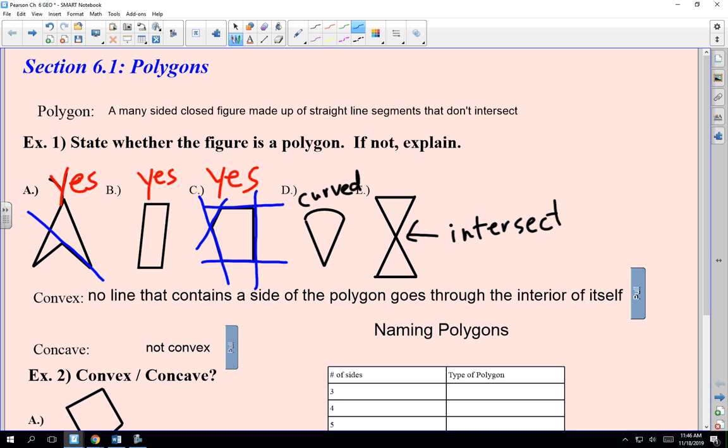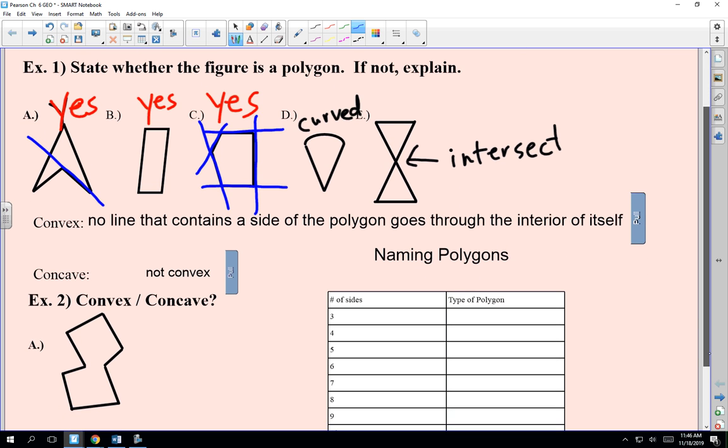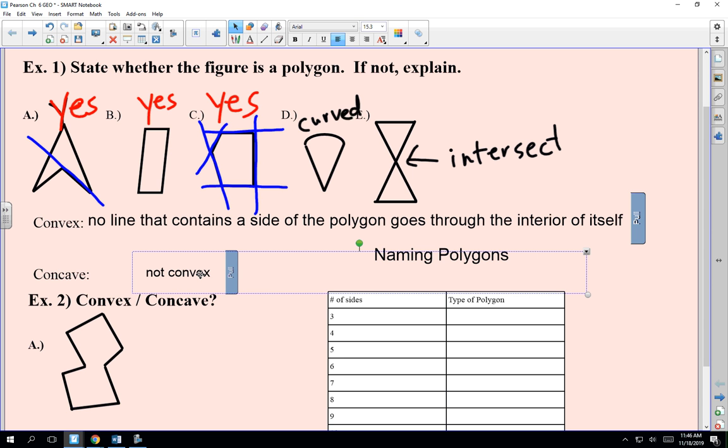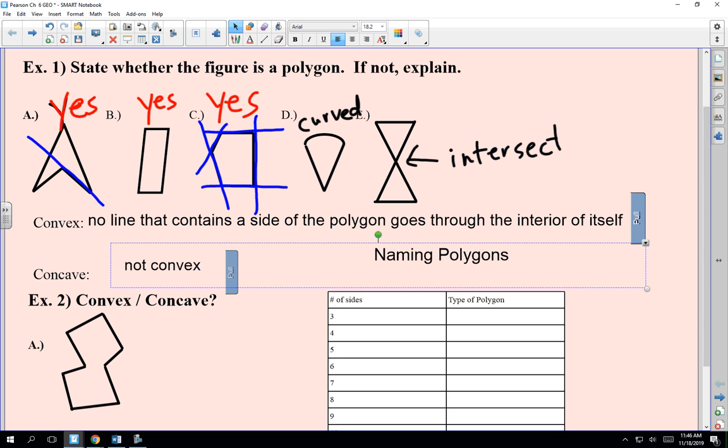And then concave is just one that's not convex. A lot of us probably have a better understanding of what concave is, and then would say convex is not concave.